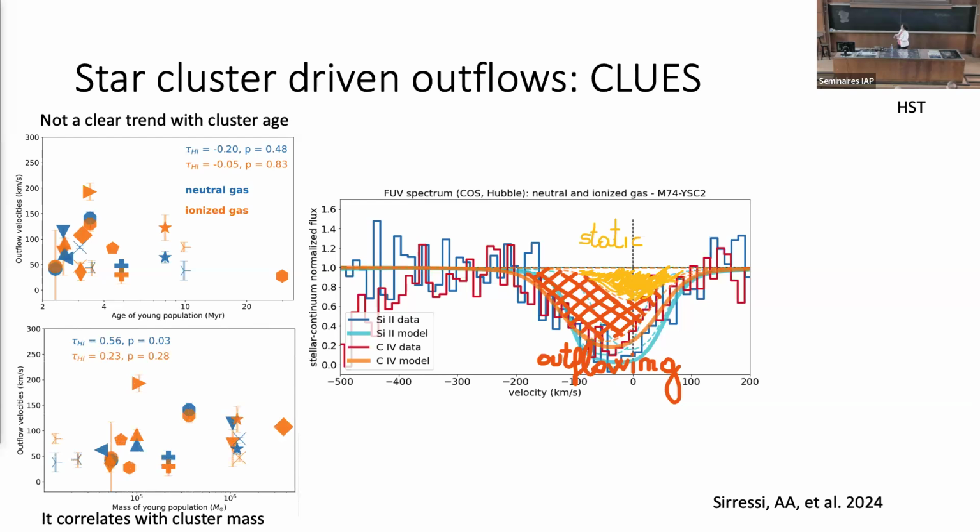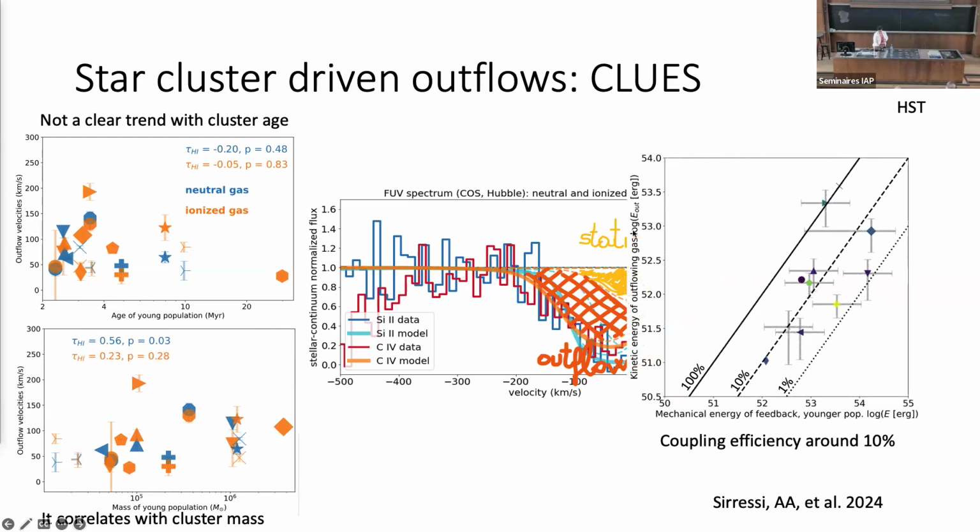But what we see, and this is with some correlation statistics plotted here, is that this outflow velocity seems to couple better with cluster mass, so with the amount of feedback produced by the star cluster. And in fact, we are able to estimate the coupling efficiency directly using the outflow velocity of the gas, so we can estimate the kinetic energy in the outflow versus the mechanical energy produced by the stellar population in the cluster. And we see that the coupling efficiency is not 100%.